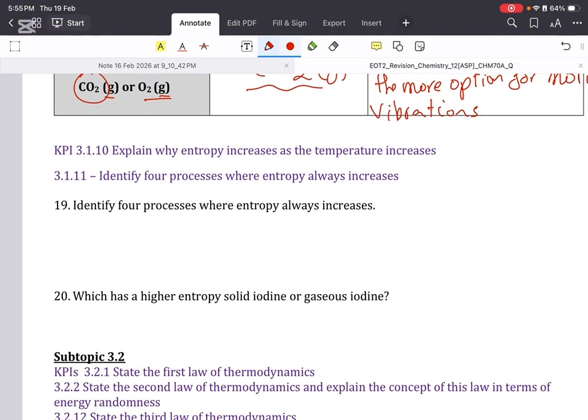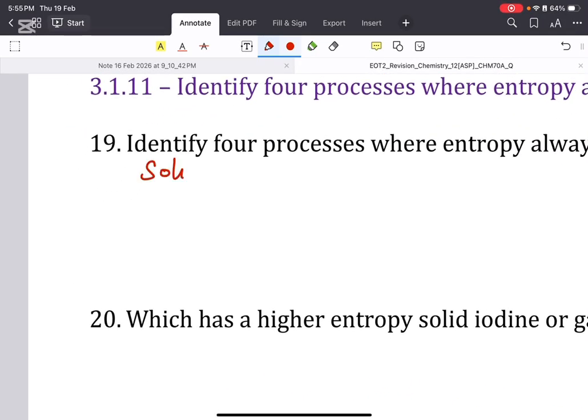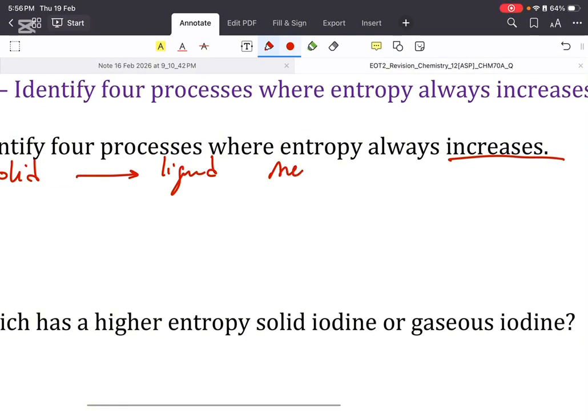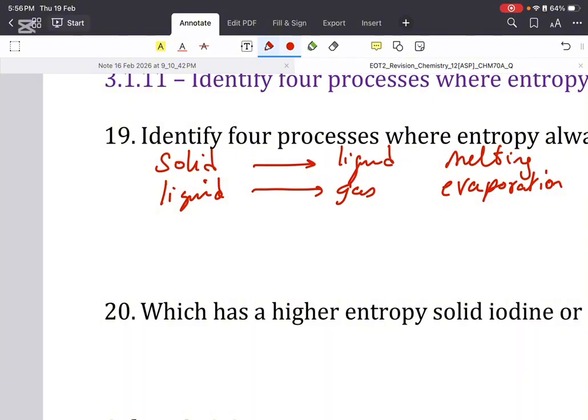Identify 4 processes where entropy always increases. Okay, let's see. Any change from solid to liquid, entropy increases. So for example, melting of ice, melting of a piece of metal, melting of iron, any melting process. Or any change from liquid to gas. So any evaporation process increases the entropy. You can say liquid ammonia evaporates, you can say water evaporates, any change of state from liquid to gas.